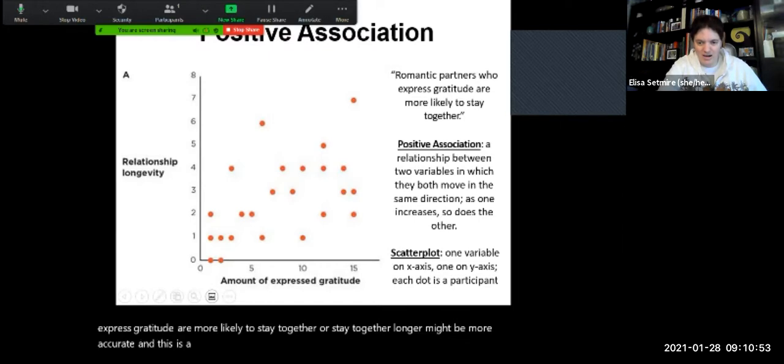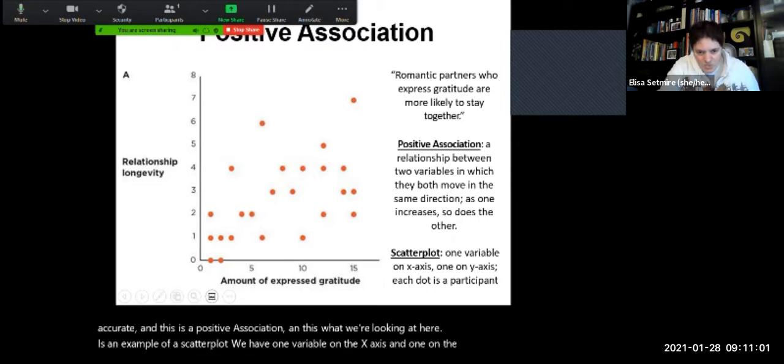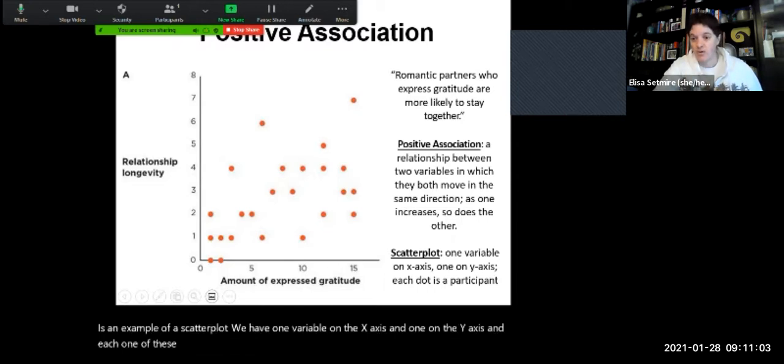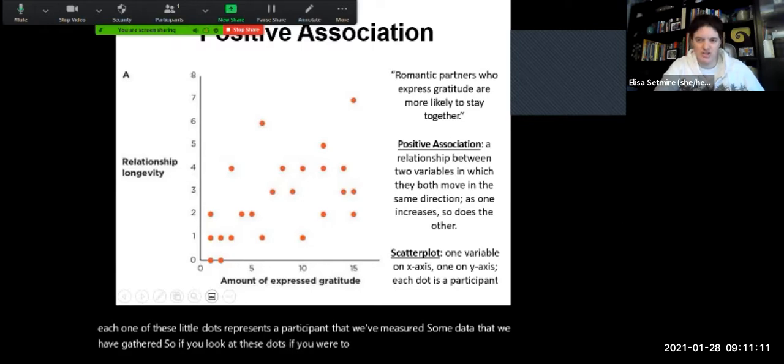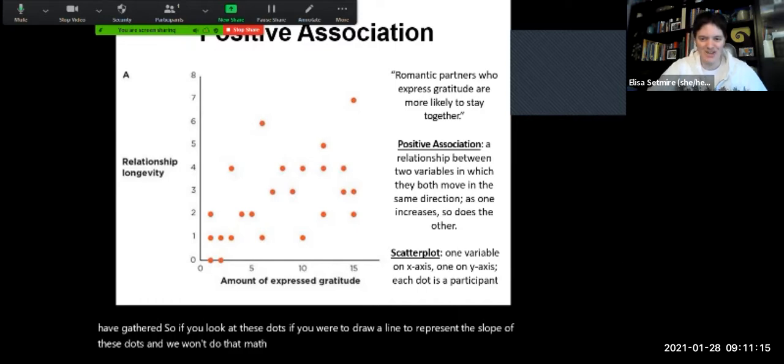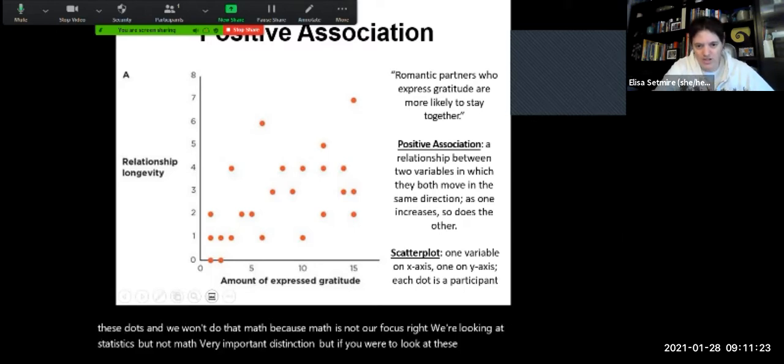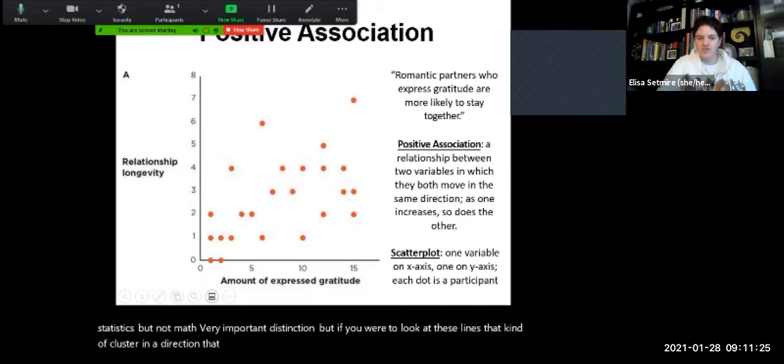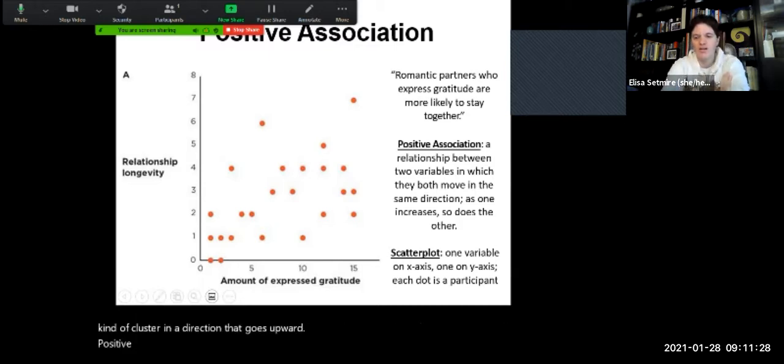And what we're looking at here is an example of a scatter plot. We have one variable on the x-axis and one on the y-axis. And each one of these little dots represents a participant that we've measured, some data that we have gathered. So if you were to draw a line to represent the slope of these dots, and we won't do that math because math is not our focus, right? We're looking at statistics, but not math, very important distinction. But if you were to look at these lines, they kind of cluster in a direction that goes upward. Positive associations have that upward slope.